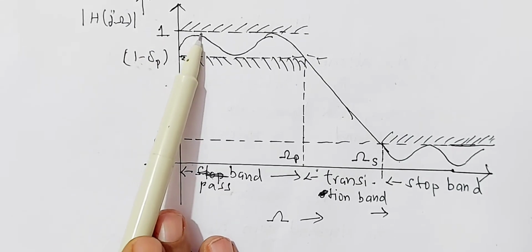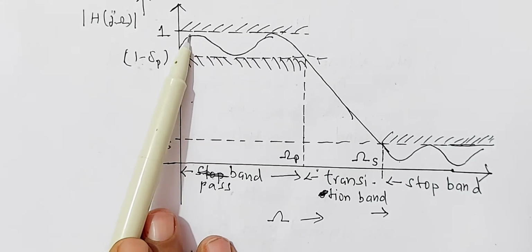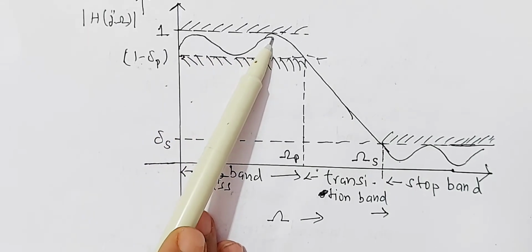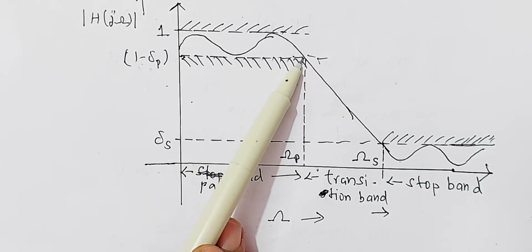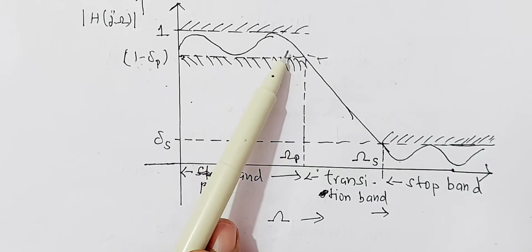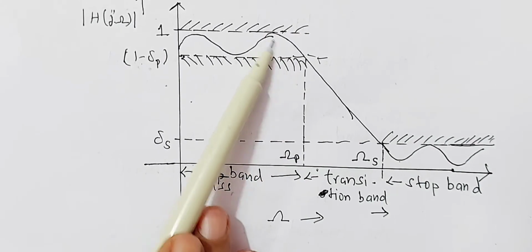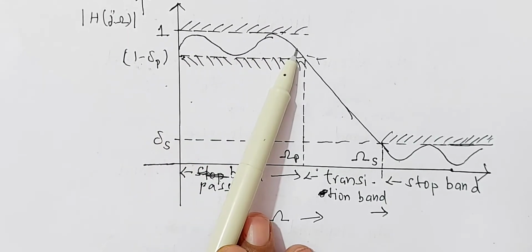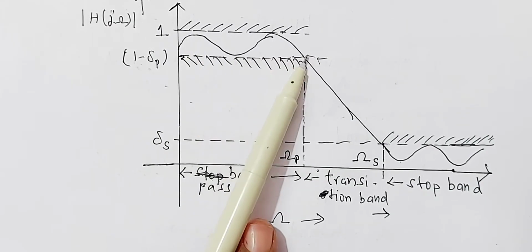Here it is 1. Here it decreases slowly to a small value, reaches the maximum 1 again, decreases slowly, and increases to the maximum. A decrease from the maximum is allowed. If this is 1, this is 0.9. There is a change of only 0.1. 0.9 is almost equal to 1. Therefore, this is the allowed band. In this region, the output is passed. Therefore, this is called the pass band.